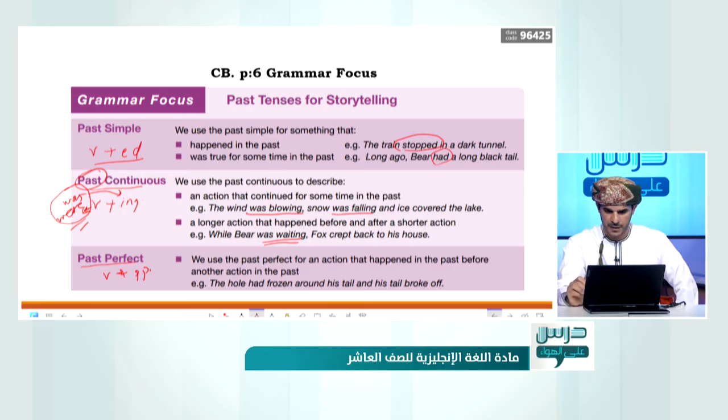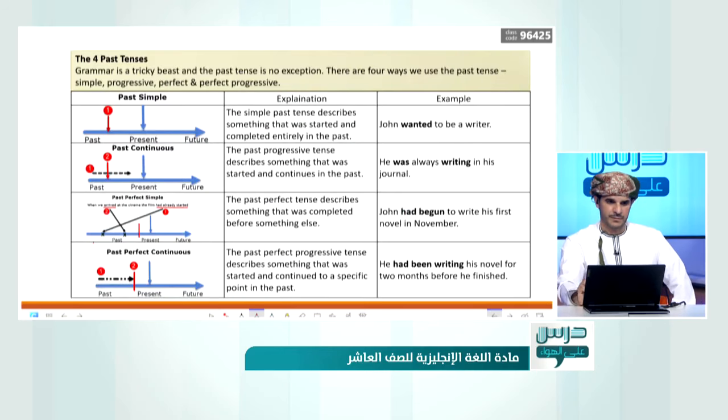Okay, I think this one will need more elaboration here. And I added a fourth tense, because you need these tenses when you write stories, when you write about stories. Okay, look here.